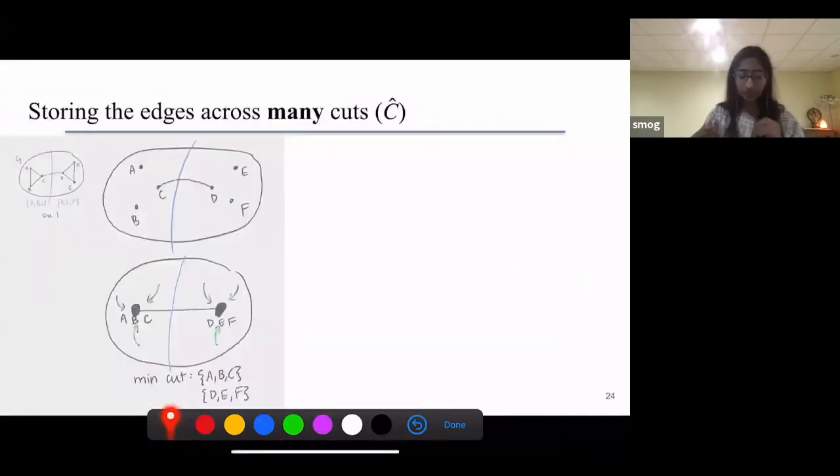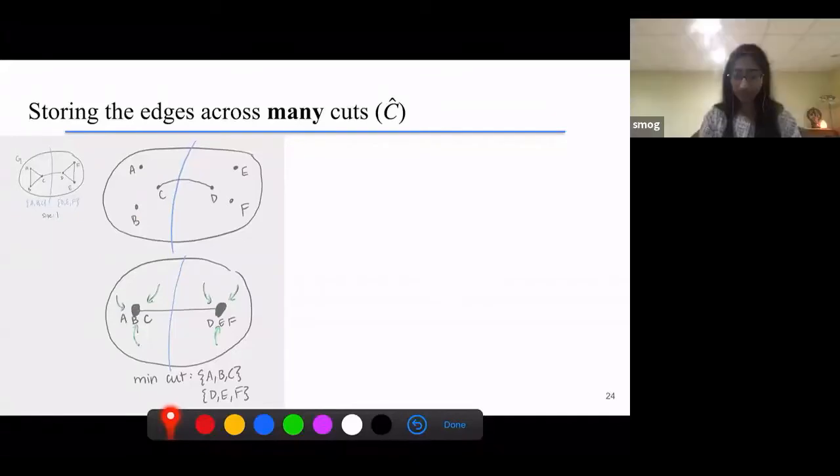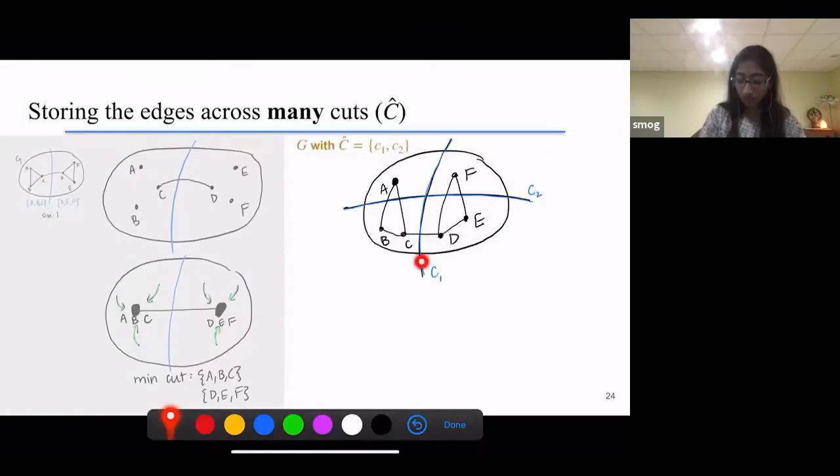Okay, so remember before we said that storing the edges across our min cut was just like creating two supernodes and then storing only those edges across the supernodes? We're going to do a similar thing here with many cuts, right? So say in C hat, we not only have this cut C sub 1, but we also have this other cut C sub 2. So we not only have our min cut C1, but we also have C2 in our set C hat. And we need to preserve all the edges across both of these cuts, right?